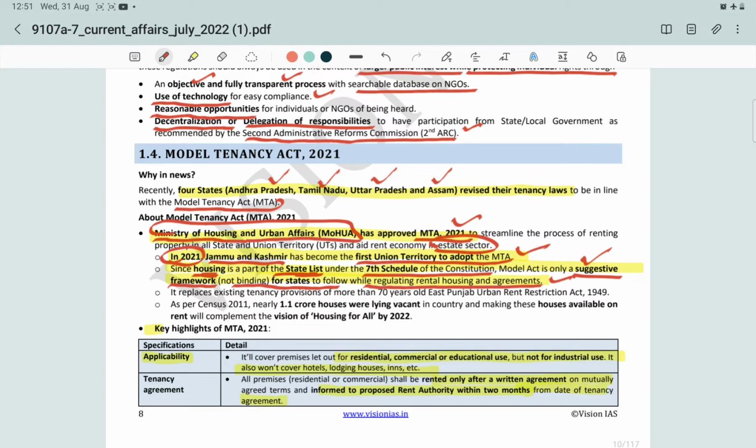Recently Andhra Pradesh, Tamil Nadu, Uttar Pradesh and Assam revised their tenancy laws in line with the Model Tenancy Act. It replaces existing tenancy provisions more than 70 years old, that is the East Punjab Urban Rent Restriction Act 1949. As per Census 2011, nearly 1.1 crore houses were lying vacant in the country, and making these houses available on rent will complement the vision of housing for all by 2022.